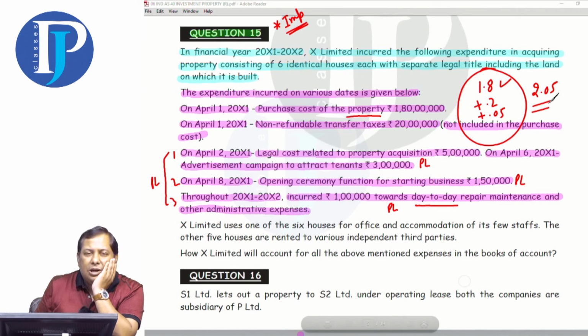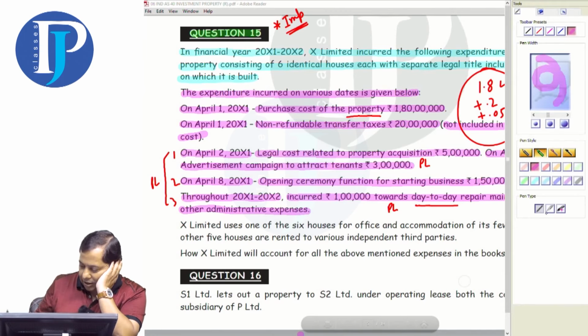Do such questions come in the exam? I don't know, I am doing it because they are in the study material. Okay, next.